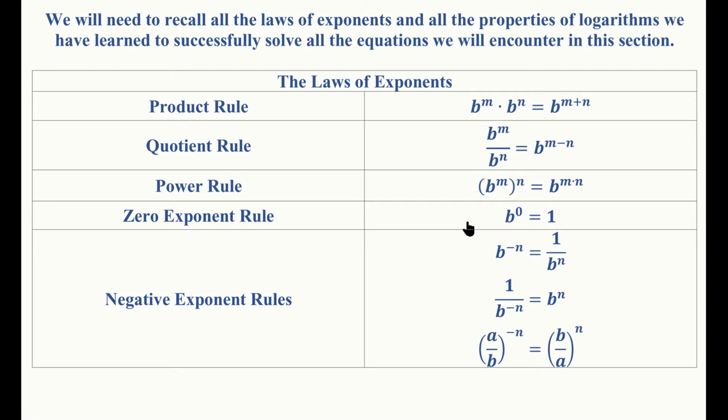Then we have the zero exponent rule, which says any number to the power of 0 is 1. Of course, the only exception would be 0 to the power of 0, which is undefined. And these are the negative exponent rules. We've learned that b to the negative n is 1 over b to the n. 1 over b to the negative n equals b to the n. And when you have a fraction that you're raising to a negative power, you can go ahead and flip the fraction, reciprocate it, and then raise it to the positive version of that exponent.